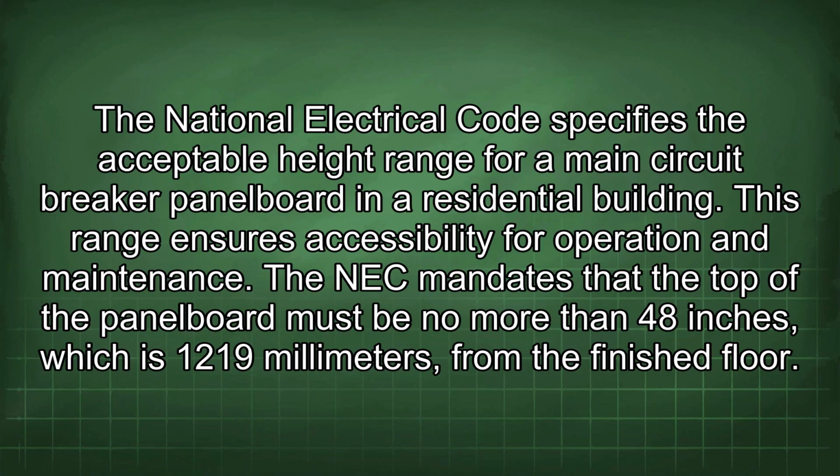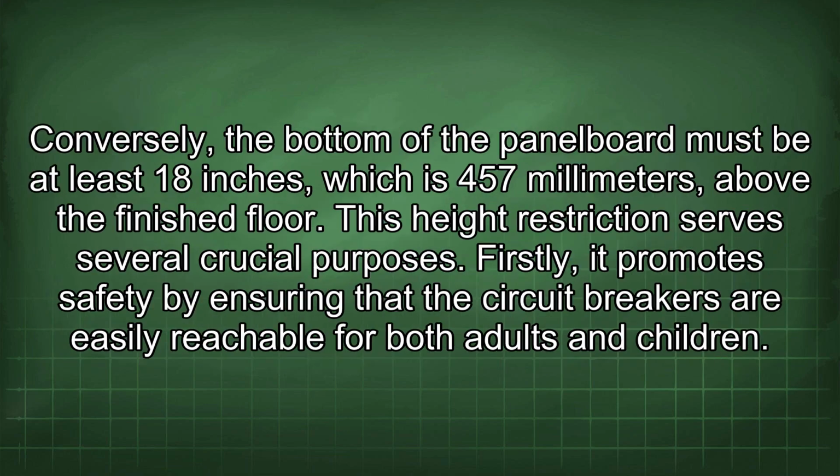The National Electrical Code specifies the acceptable height range for a main circuit breaker panel board in a residential building. This range ensures accessibility for operation and maintenance. The NEC mandates that the top of the panel board must be no more than 48 inches, which is 1219 mm, from the finished floor. Conversely, the bottom of the panel board must be at least 18 inches, which is 457 mm, above the finished floor. This height restriction serves several crucial purposes.